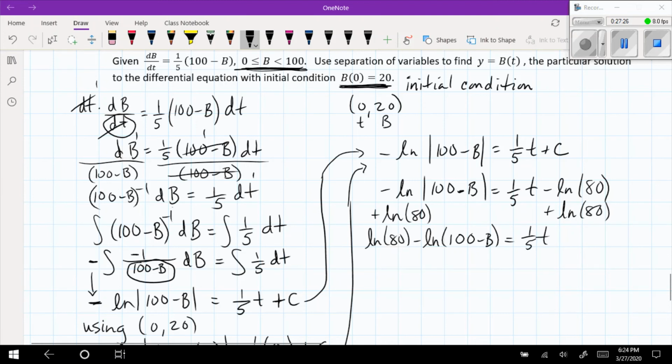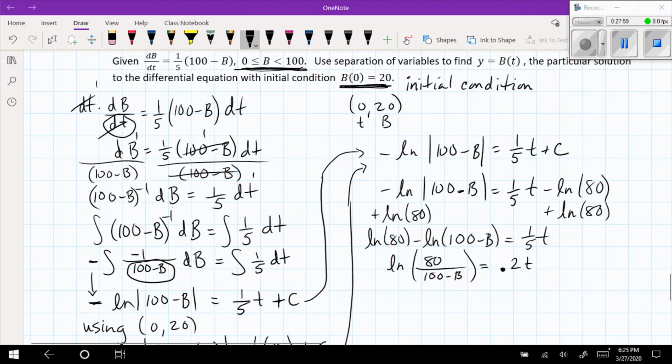Now my logarithms are being subtracted. That means my exponents are being subtracted. That only happens when my powers are being divided. So I'm going to have natural log of 80 divided by 100 minus b, and that is equal to 1/5 t. I don't want to call that 0.2, just because I'm about to switch into exponential form, and I don't want to have a fraction embedded inside my exponent. So this is now in logarithmic form.